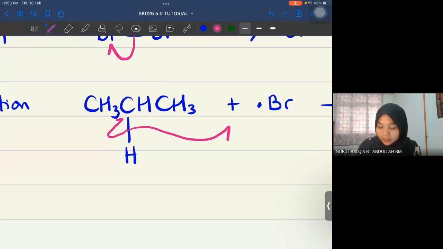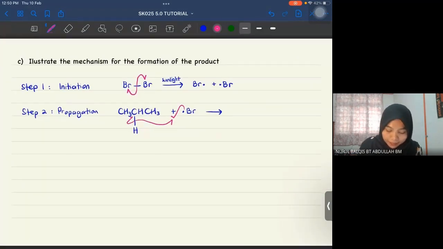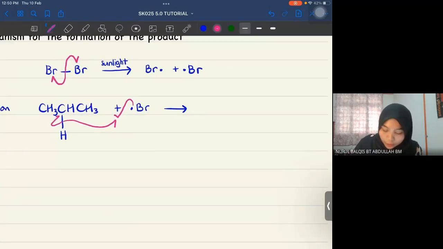Right, dia akan buat dengan siapa? This Br dia akan pergi ambil radical yang being formed from the hydrogen. Okay, so sekarang ni lepas kita buat benda ni, kita akan dapat apa? Kita akan dapat a new radical form, right? New radical now, they belongs to which radical? Hydrogen or carbon? New radical kita.